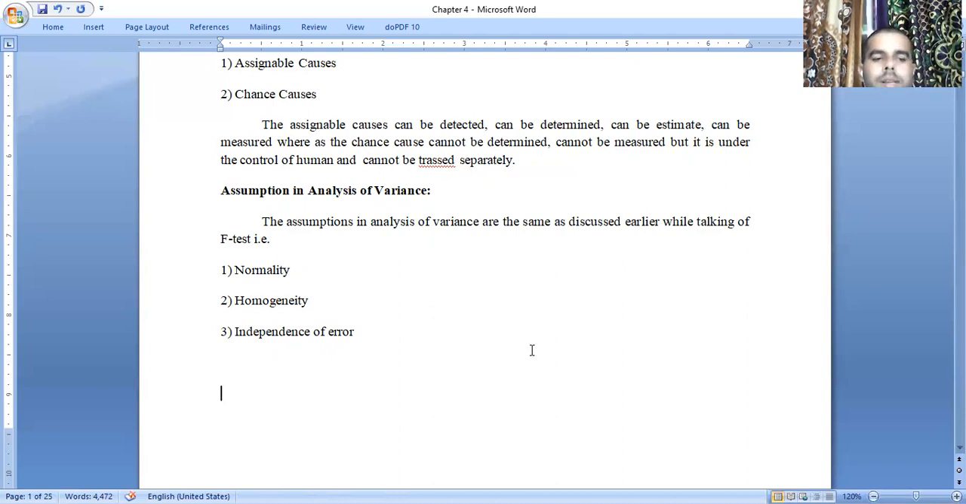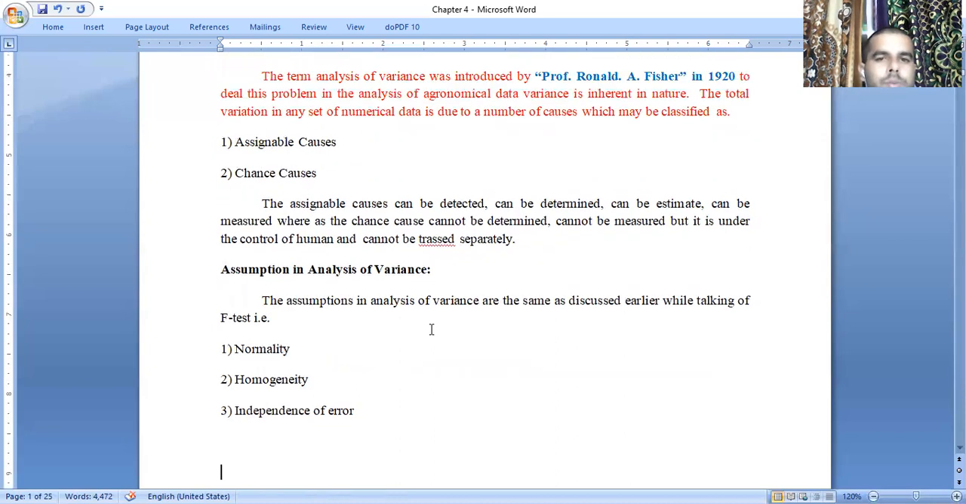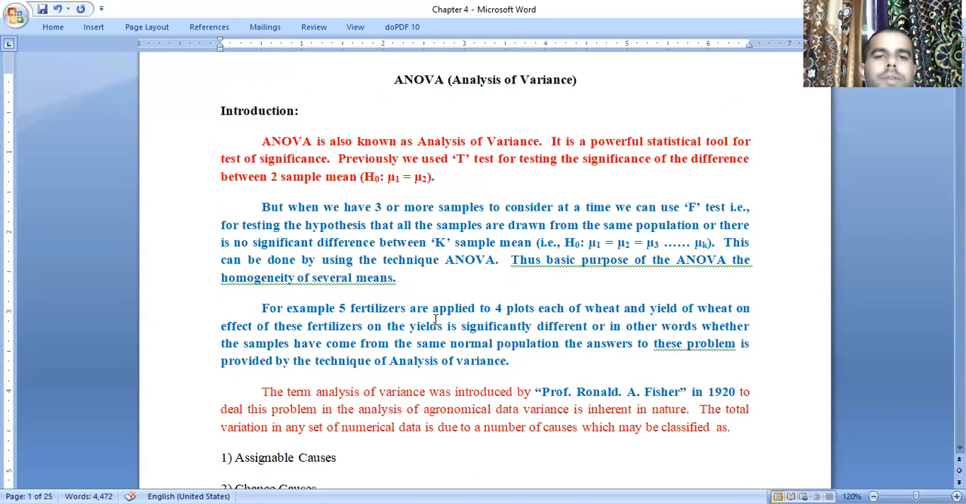For today's class we completed a small introduction. You observe carefully: ANOVA is nothing but analysis of variance. It is a powerful statistical tool for tests of significance. This ANOVA was introduced by Professor Ronald Fisher in the year 1920. When the sample size is 3 or more, then we are going to apply the ANOVA, that is, analysis of variance principles and formulas.